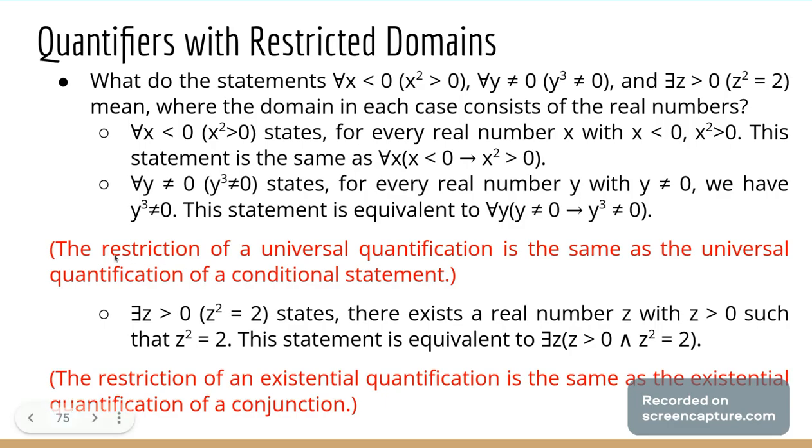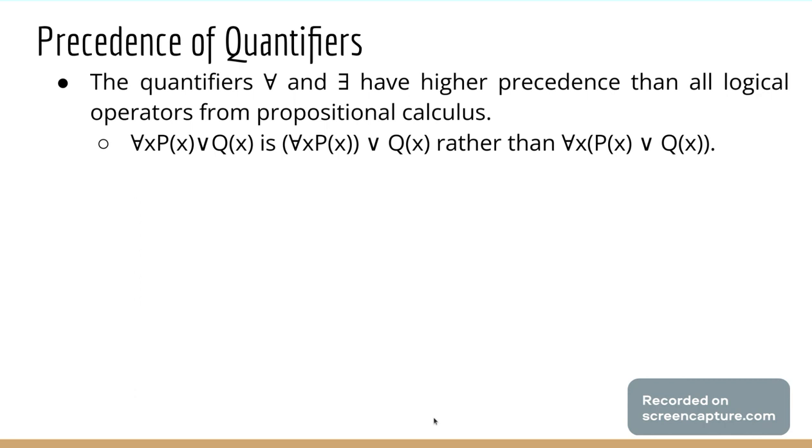So the universal quantification, when it is restricted, is equivalent to a universal quantification of a conditional statement. So for all y, you have a conditional statement. Whereas when there exists is restricted, it is an existential quantification of conjunctions. The two statements, z greater than 0 and z square is equal to 2, should both be satisfied. That becomes the predicate.